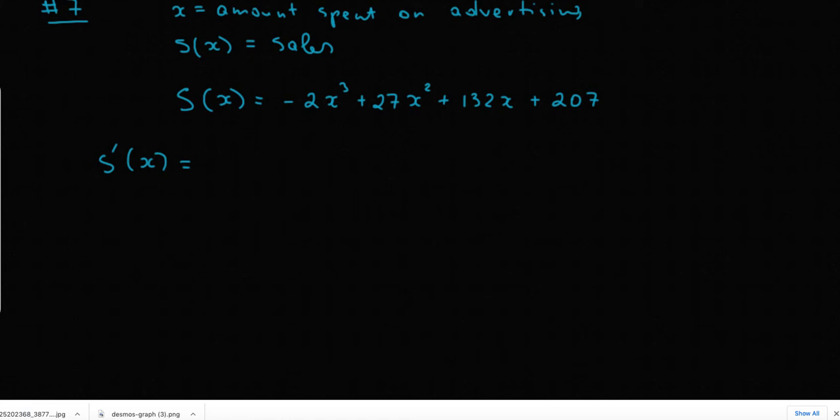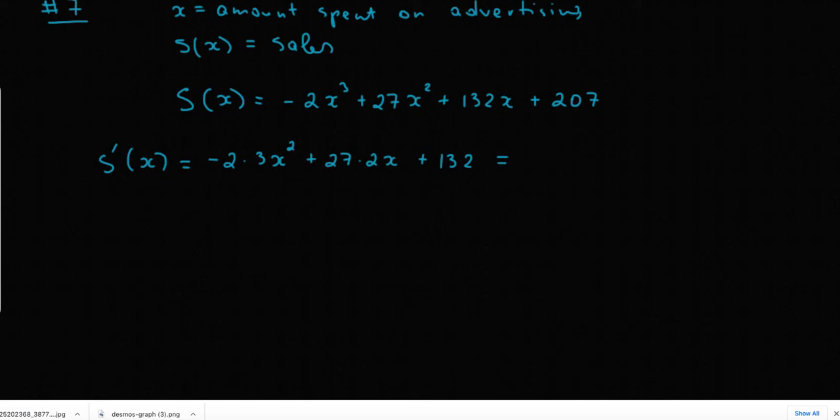So first step is to calculate the derivative. This is fairly easy. We differentiate term by term using the power rule, and we get -2 times 3x squared, plus 27 times 2x, plus 132. And the last term, 207, is a constant term. The derivative of a constant is equal to 0, because when we change the value of x, the value of that constant does not change, and so its rate of change is 0.